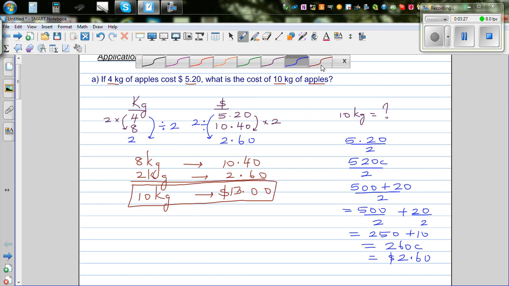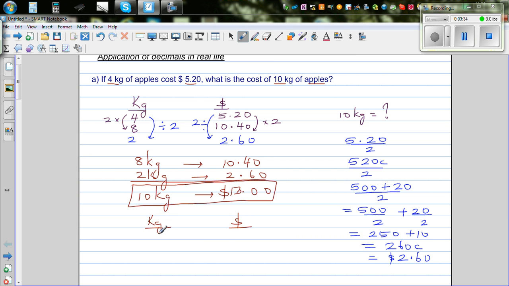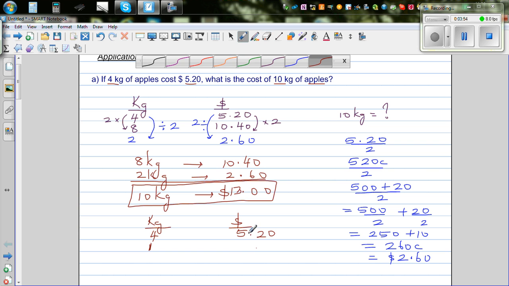How would you do it? So yeah, there's a different way of doing it. So this is kgs and dollars. I'm going to use my calculator. So for 4 kgs, it is $5.20. Now this method you can do for any type of example. So for 1 kg, you should know that it is $5.20 divided by 4. I'll use my calculator.